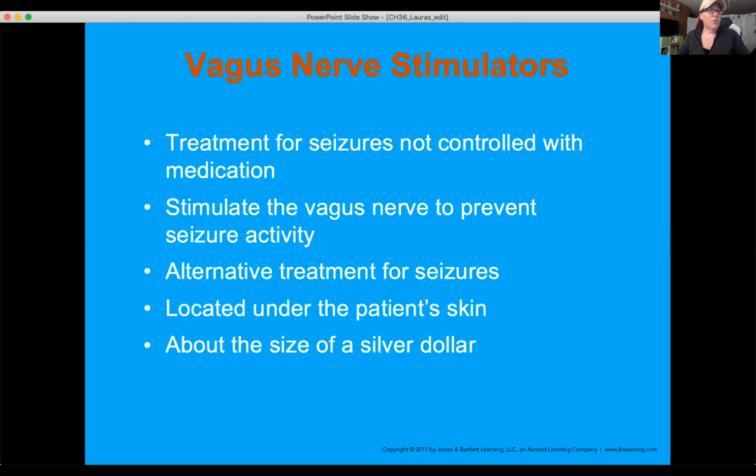Vagus nerve stimulators. So a vagus nerve stimulator looks like a little coin under the skin, and it sits there and it's used in conjunction with medications to control patients who have seizure disorders. So that stimulator can go off and it helps control when they have seizures. Some of them are constant, or it's a pattern of electricity to the vagus nerve. The biggest thing is don't put anything over it like an AED pad. That's a big one.